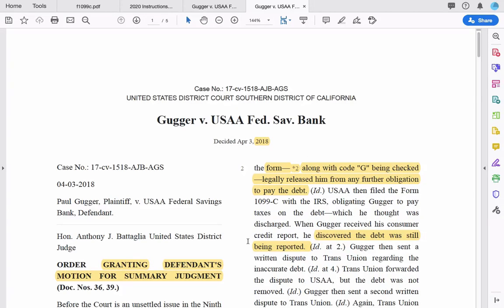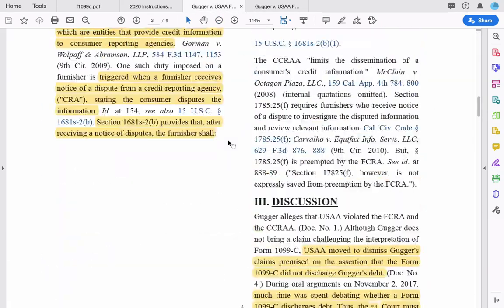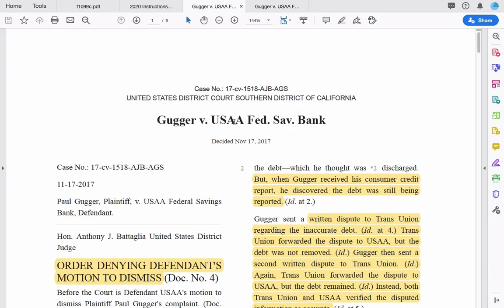I'm a consumer protection lawyer, and welcome to our third video in this series on what a 1099-C, or cancellation of debt form, does to the actual debt. Now, what we'll talk about in this video is Gugger versus USAA Federal Savings Bank, but this is the follow-up decision. This is a 2018 decision. In the second video, we took a look at the 2017 decision.